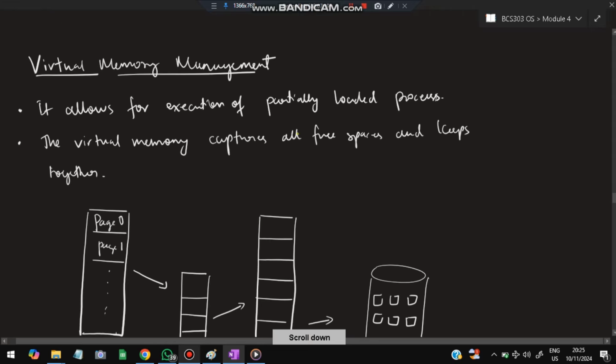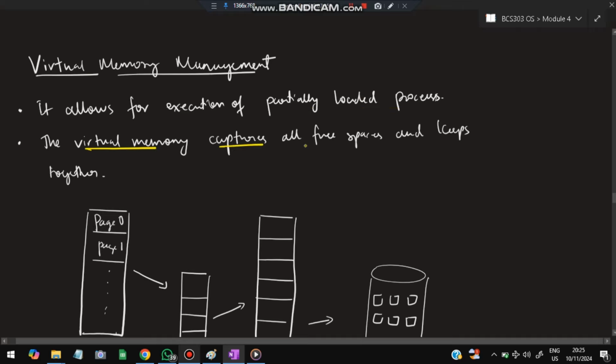Moving to the second half, which is virtual memory management. Now what is virtual memory management? Virtual means imagination. It allows for execution of partially loaded processes. If a process is not loaded fully, virtual memory will help us to execute that. How does that happen? Let's have a look.